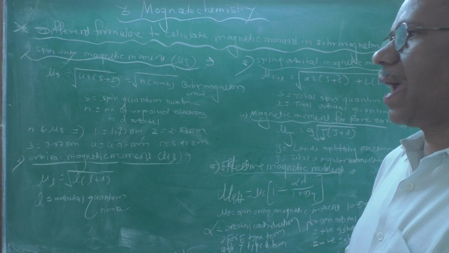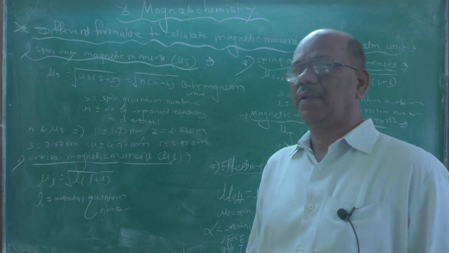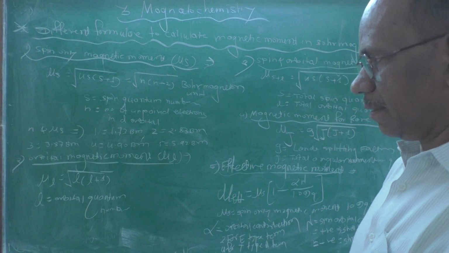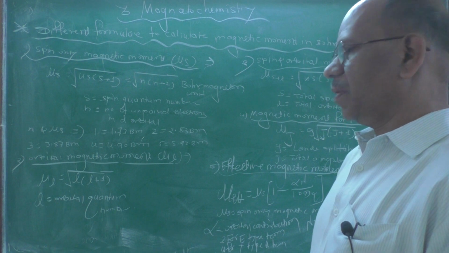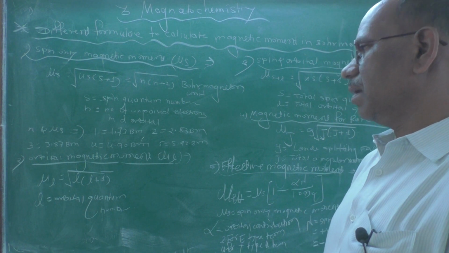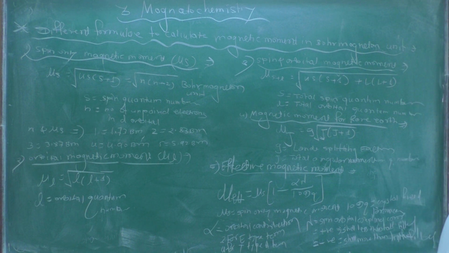Second way to calculate the magnetic moment, it is rarely used, that will be the orbital magnetic moment denoted by symbol μL, and μL is equal to square root of L into L plus 1, where L is orbital quantum number. Third type of magnetic moment will be spin and orbital magnetic moment. It is denoted by symbol μSL is equal to square root of 4s into s plus 1 plus L into L plus 1, where s is the total spin quantum number, L is the total orbital quantum number.